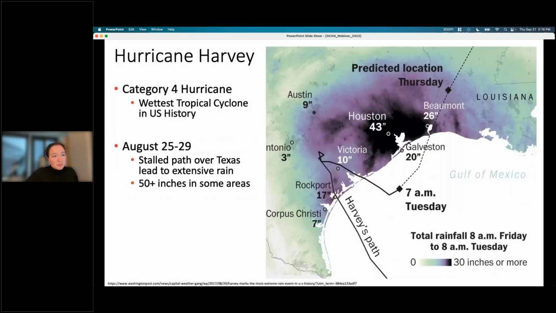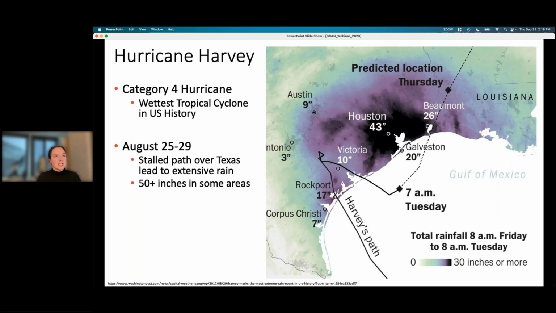So now that we've started on the background of the Galveston system, I want to move a little bit into the background of what Hurricane Harvey was and why it was such a unique storm. Hurricane Harvey made landfall on the Texas coast as a Category 4 hurricane and has now been marked the wettest tropical cyclone in U.S. history.